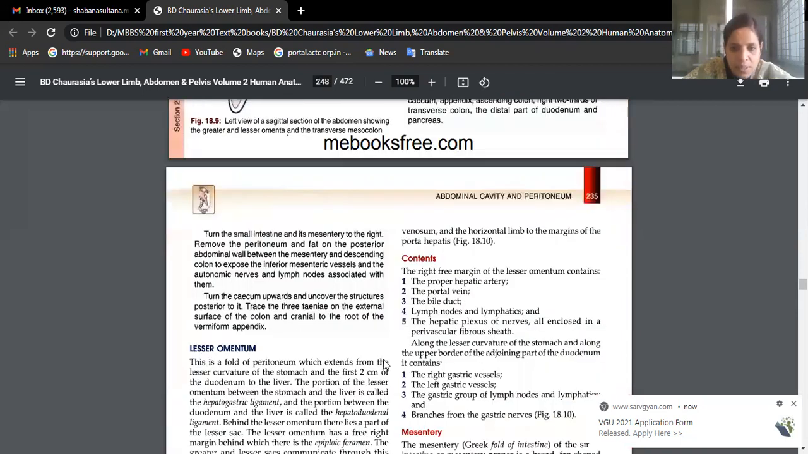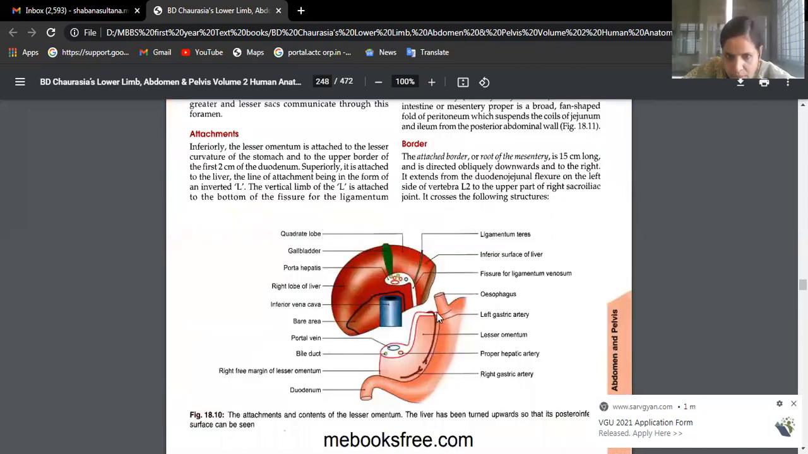Okay, beta? See, here the lesser omentum is exclusively shown. This is the lesser curvature of the stomach and these are the margins of porta hepatis. This is the attachment of lesser omentum. So what are the contents you see? You find the right gastric artery, the left gastric artery, and along the margins of this lesser omentum you will see these structures, portal vein, hepatic artery, and bile duct.